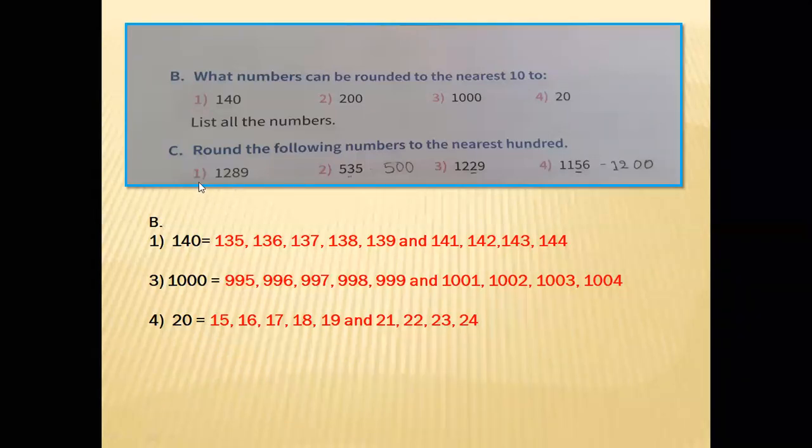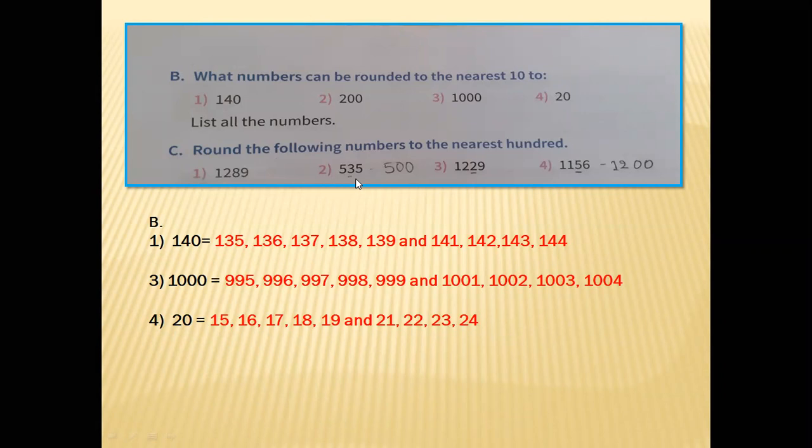Next, round the following numbers to the nearest 100. Nearest 100 means you have to see the tens place digit. Right, first one, 1289. First, you have to see the tens place digit. In the tens place, 8 is there. So, 2 will change to what? You have to think and write.